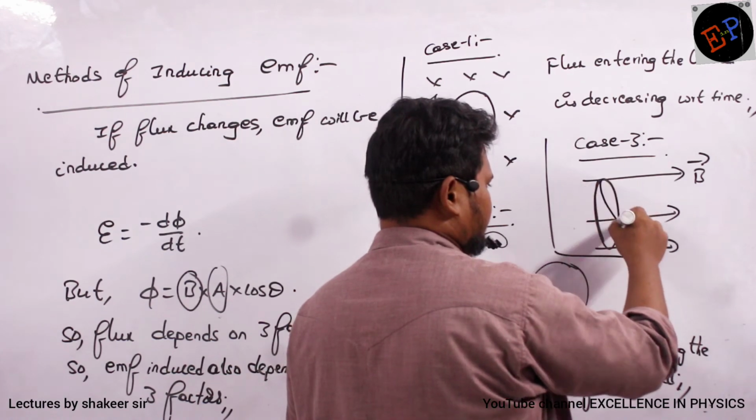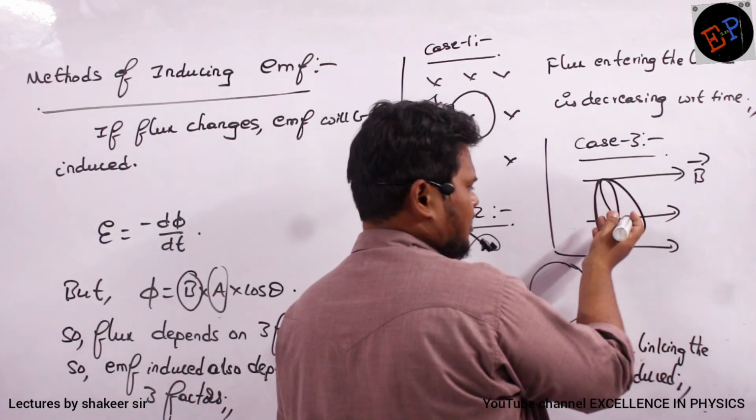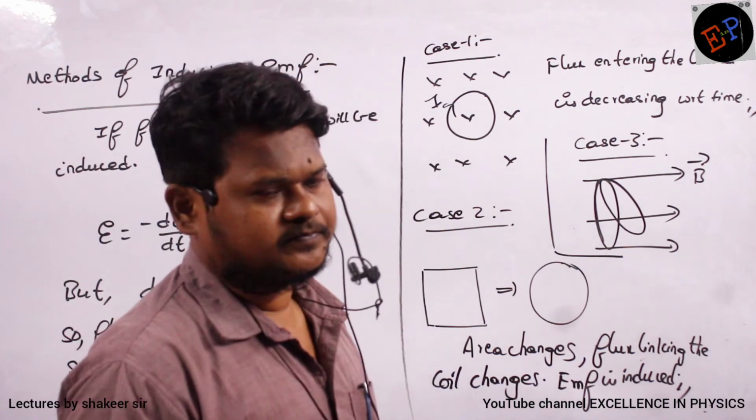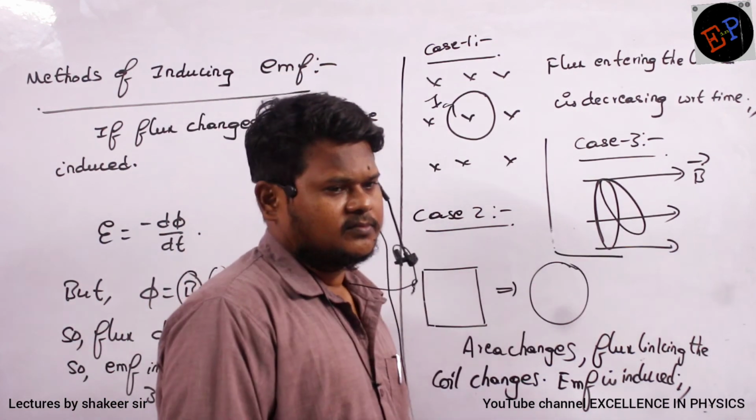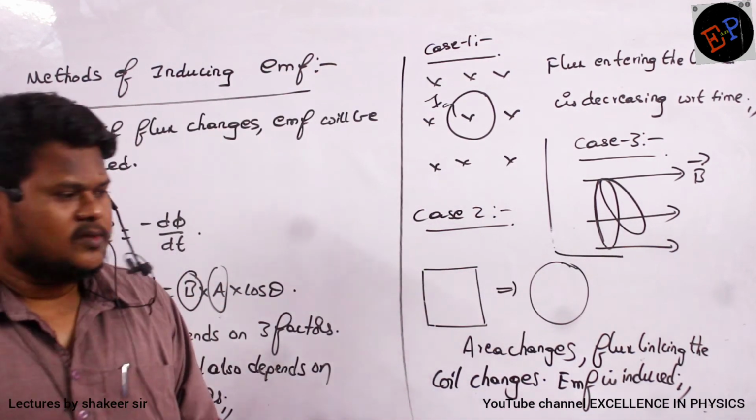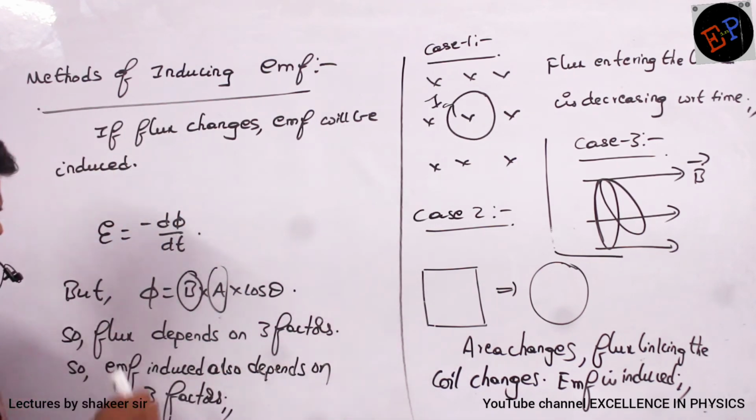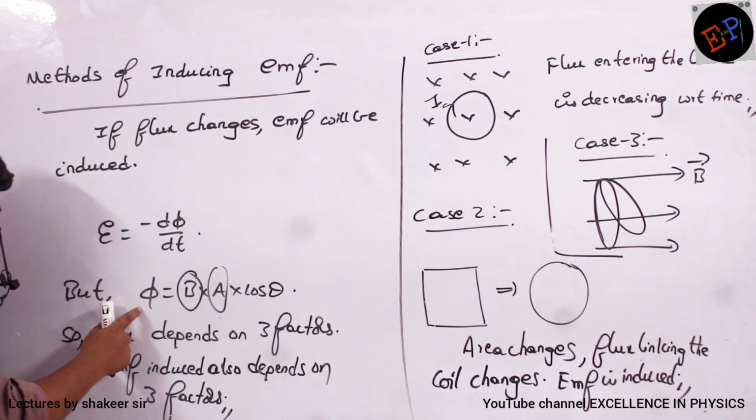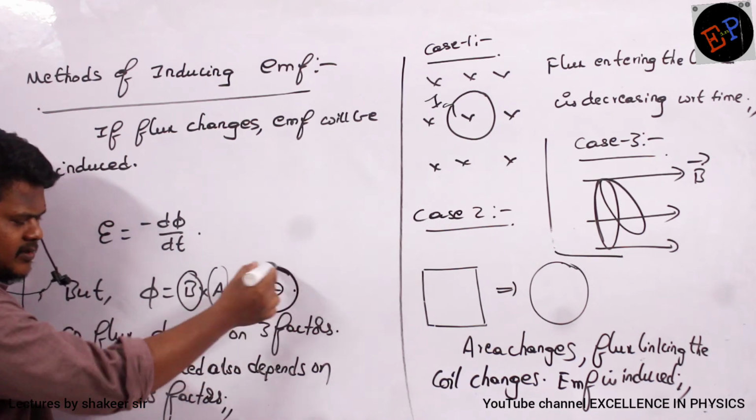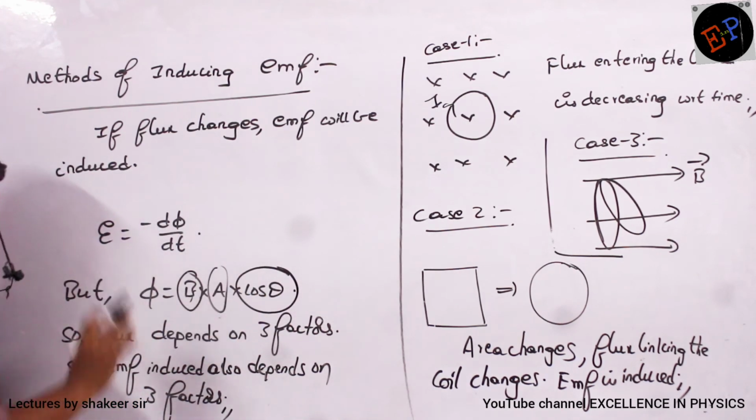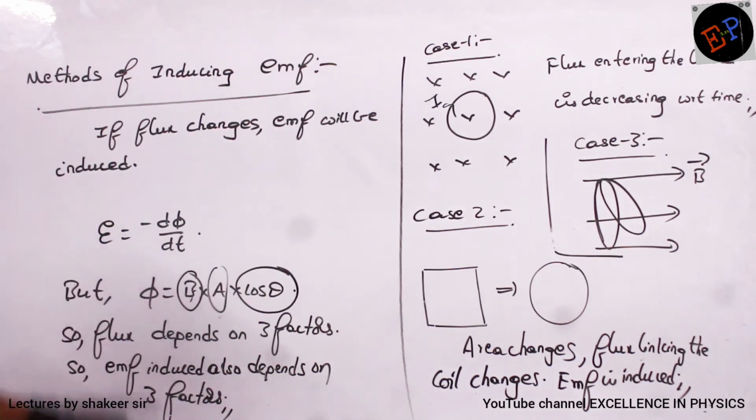Now after some time, I have made this coil like this. I have shifted this coil by an angle of theta. Now how many lines are touching? Only 2 lines are touching. So the number of magnetic lines touching the coil is changing, by changing the angle. If I change this theta, then flux also will change. Then definitely again EMF will be induced.